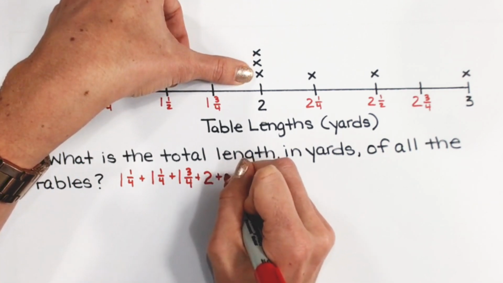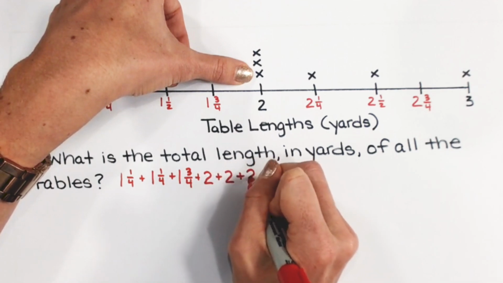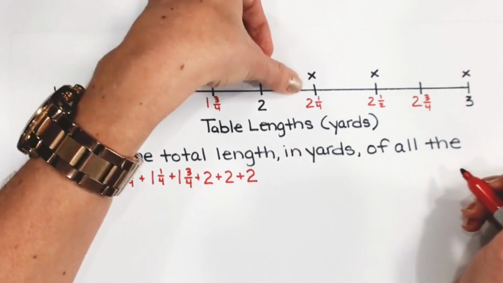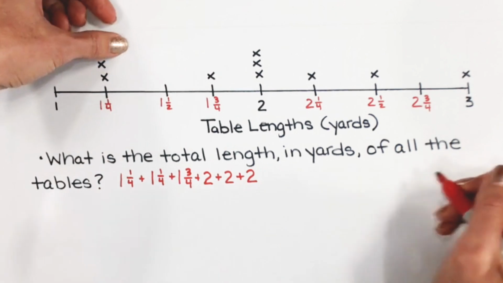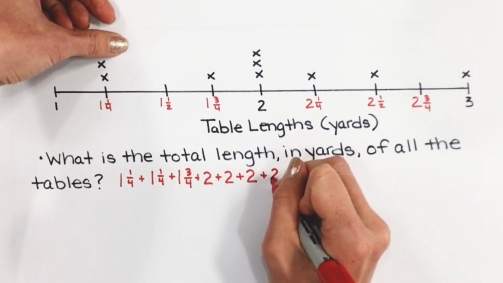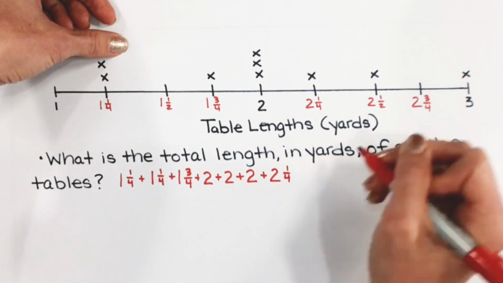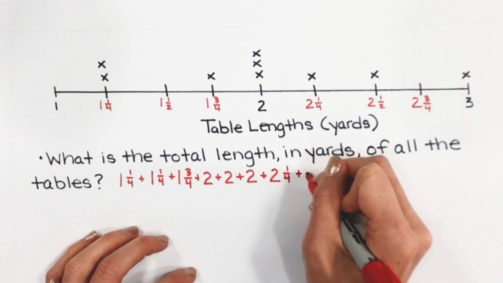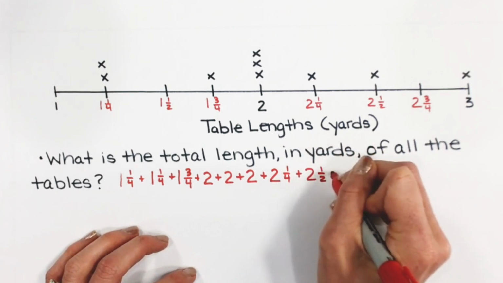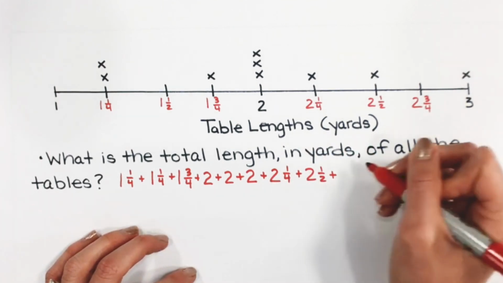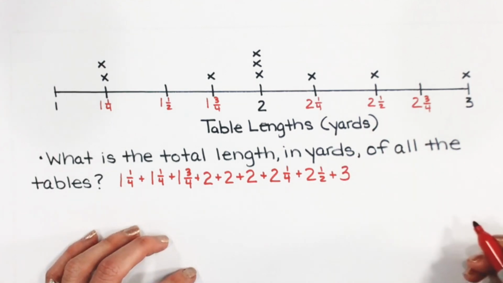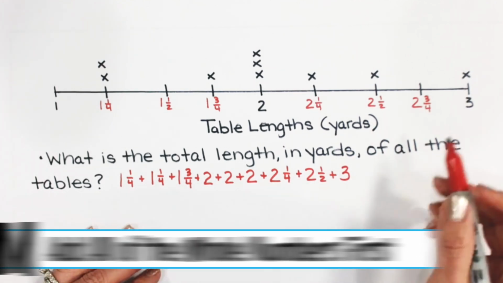So 2 plus 2 plus 2 plus 2. Then I have one table that is 2 1/4 yards long, one table that is 2 1/2 yards long, and then my final table that is 3 yards long. So now we need to add up all of these numbers.